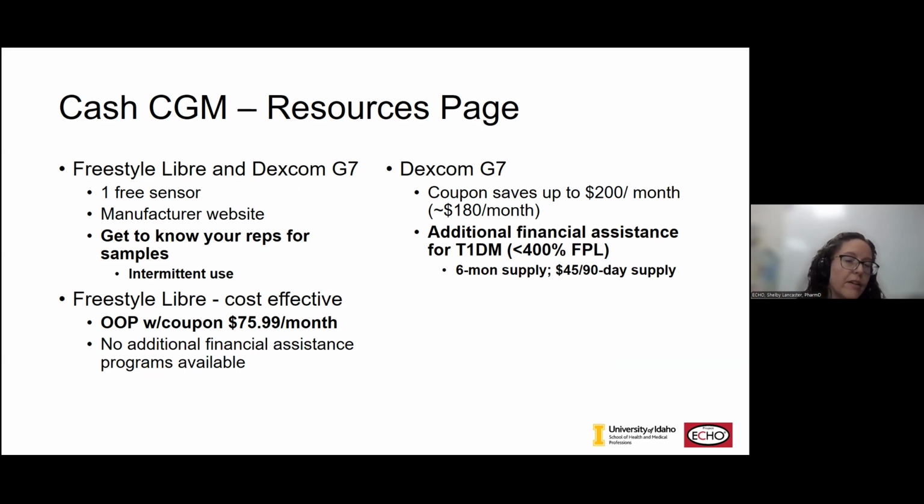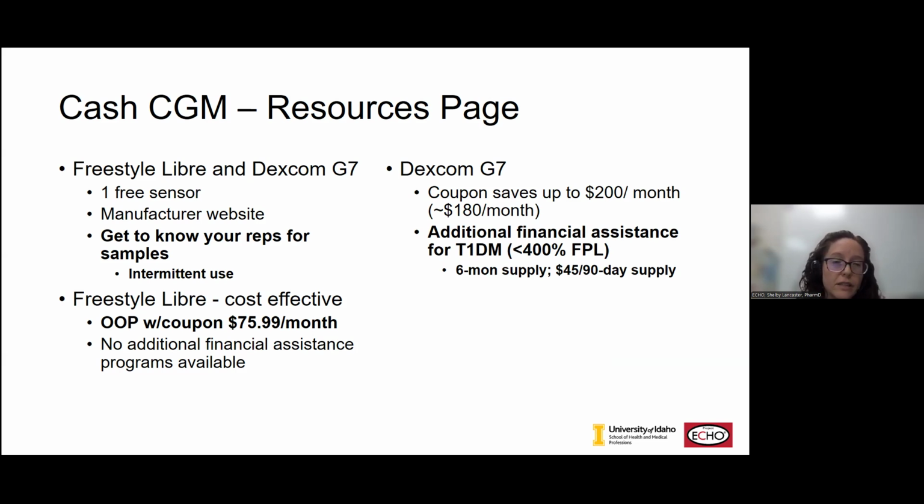One of the things that we have been really diligent about is getting to know our reps. We have a tremendous number of samples available, so that way we could use them intermittently for patients who really struggle to afford the cost of these sensors. The downside to that is that they do require a compatible phone. But if your reps are nice enough, sometimes they'll give you a couple of receivers to be able to utilize for your patients as kind of a trial.